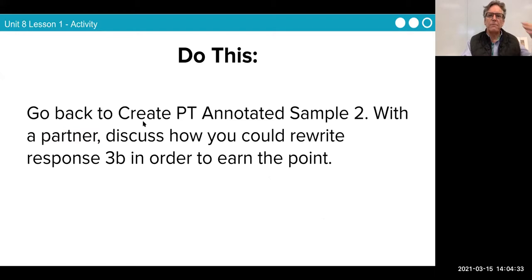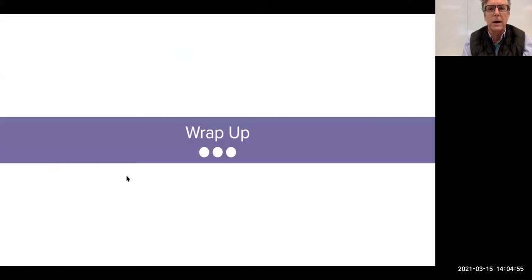Go back to the Create PT annotated sample two with a partner. Discuss how you could rewrite response to 3B in order to earn the point. So let's just do the regular stuff. I will try and cue you in the breakout rooms to look at 3B towards the end. We've got about 20 plus minutes to work on this, so it's a good chunk of time.